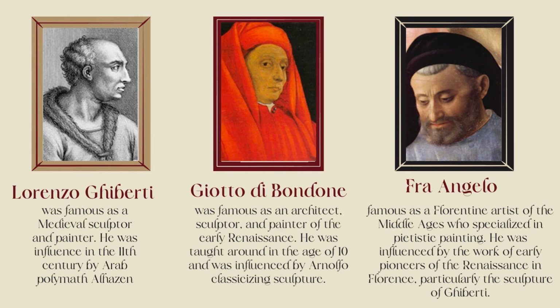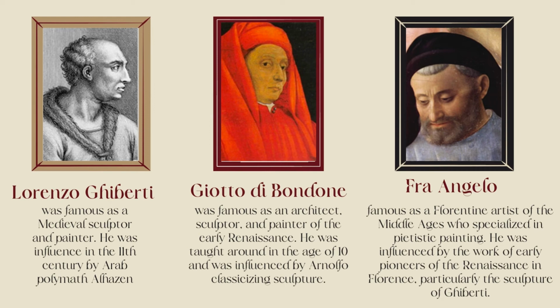Giotto di Bondone was famous as an architect, sculptor, and painter. He broke away from the Byzantine art style and pioneered new ideals of naturalism and created a sense of pictorial space. He was taught around the age of 10 and was influenced by Arnolfo's classicizing sculpture.